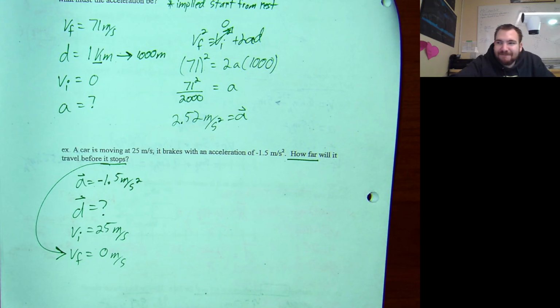The last one. My favorite. No, the last one? Last one's the one I hate, I think. The last one is VI plus VF over 2 times T. Do I have a T? No, you don't have a T. I've got VI, VF, D, and A. Third one, my favorite one.